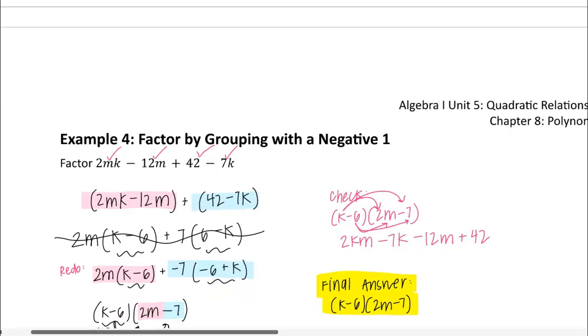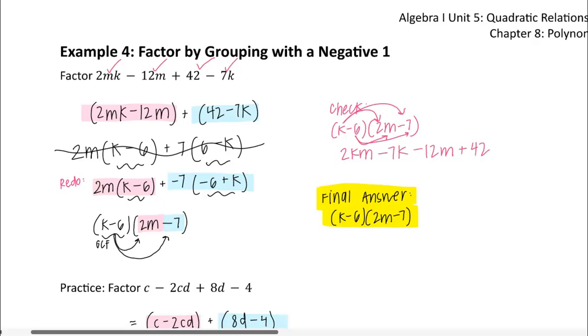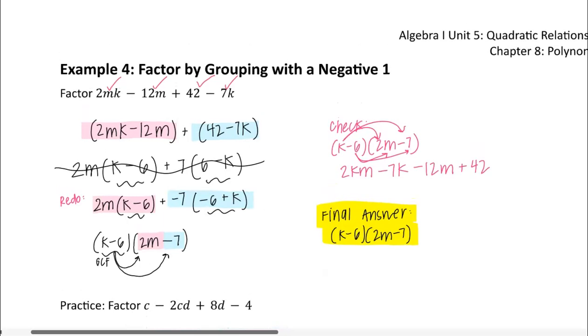Factor out the GCF from the 2 terms. The first group was multiplied by 2m, the second group was multiplied by negative 7. You can always double check that those are correct by multiplying it back together and making sure you end up with what you started with. I have a couple more practice problems for you here where sometimes you might have to redo it and take out a negative instead of a positive. Go ahead and finish up by pausing the video and trying these last few practice problems.